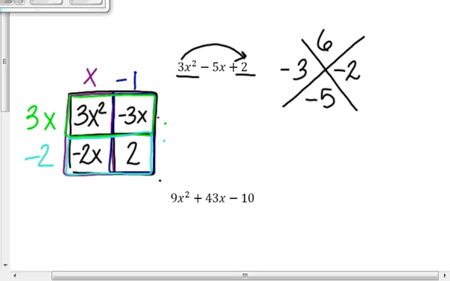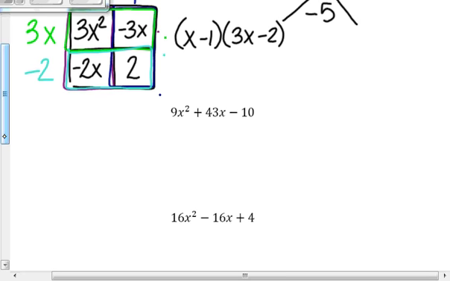3x times x is 3x squared. 3x and -1 is -3x. -2 and x is -2x. And -2 and -1 is 2. So we did it correctly. So our factors for this quadratic are x minus 1 and 3x minus 2.